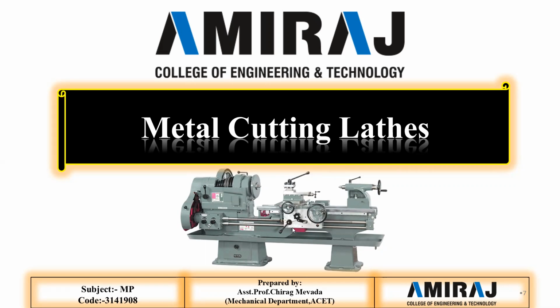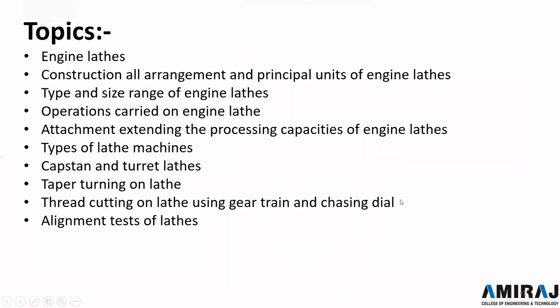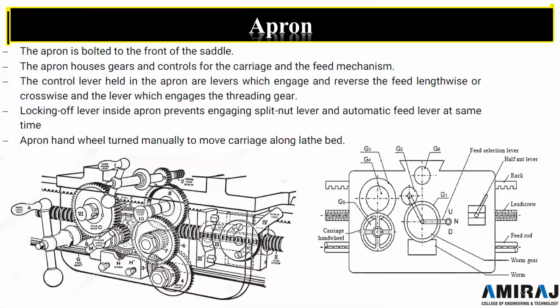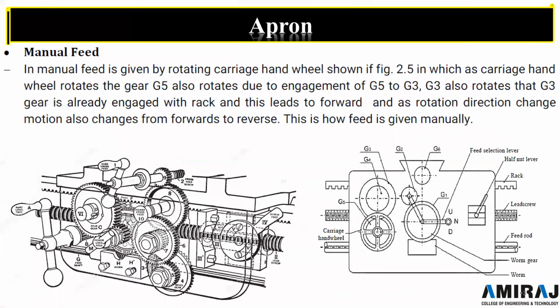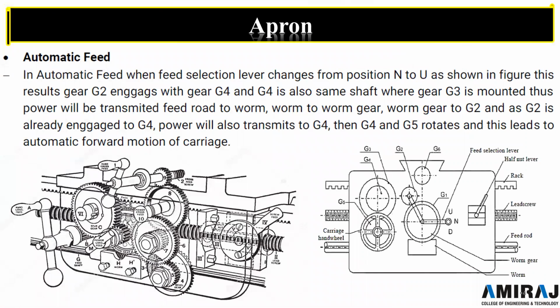the thread cutting mechanism. These are the topics we discussed up to this point. We were discussing the principal units. Now in the apron, first we discussed the basics, then the manual feed. Manual feed is provided by the carriage hand wheel over here. Secondly, this is also a hand wheel for manual feed.